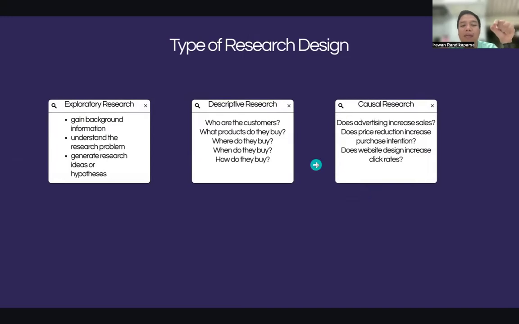So these are the types of research design. In marketing research, there are three main types of research design: exploratory research, descriptive research, and causal research. Each type of research design serves a different purpose. Exploratory research helps us understand the problem, descriptive research helps us describe a situation, and causal research helps us identify cause and effect relationships.